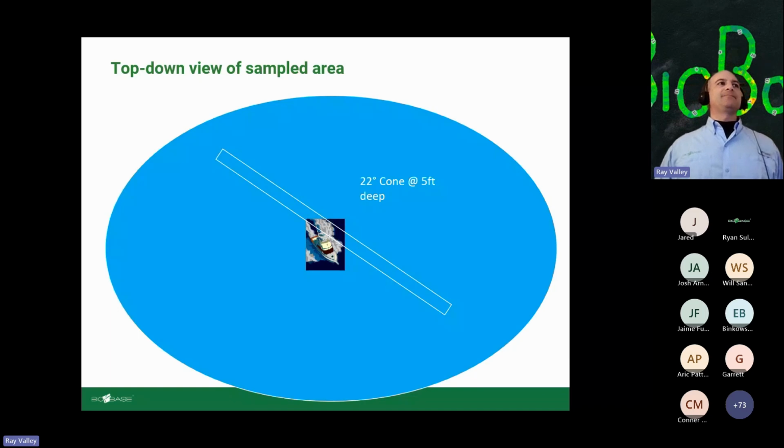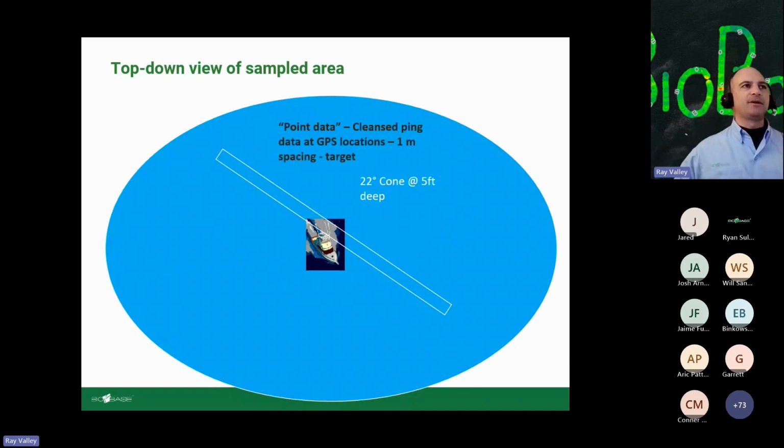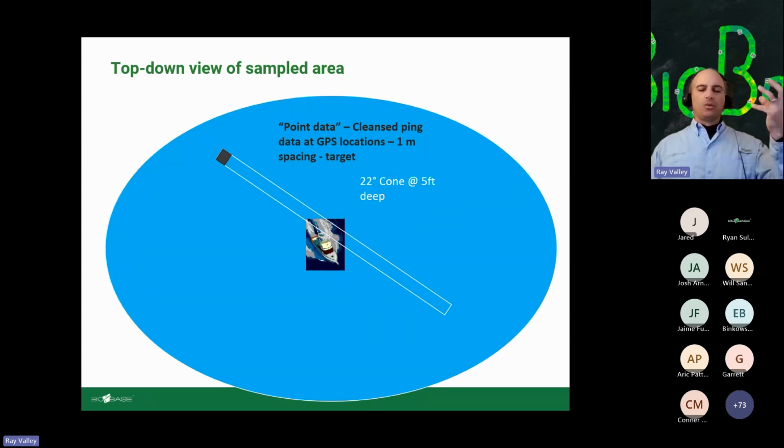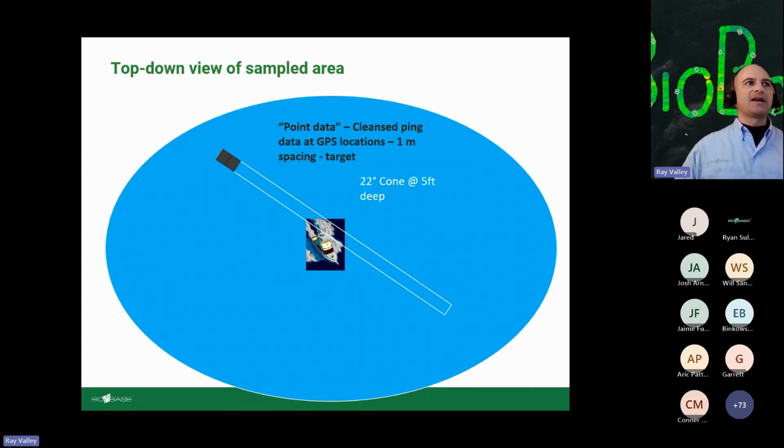So, moving on to the top-down view of what the sampled area looks like. We've been moving from a cross section to a top down, which can be disorienting. It's second nature to us because we see this every day. But now we're looking at the top down, and here's your boat going along, and we're talking about single beam, down-looking data, creating a string of data points.